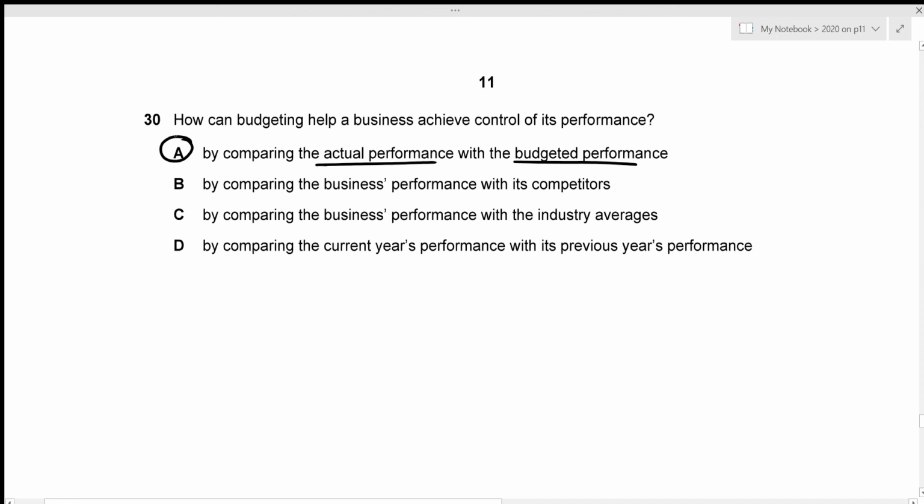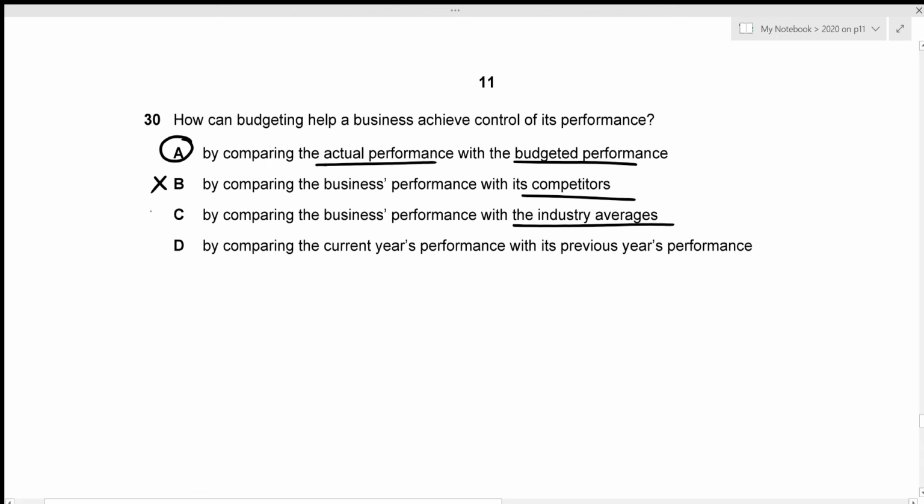Then let's have a look at the remaining options as well. For the second one, we're told that it is by comparing the business's performance with its competitors. So this does not involve budgeting at all. We're just comparing our values with that of the competitors. So this just gives an idea about where we stand among the competition, right? This is incorrect. Then the third one is by comparing the business performance with the industry averages. Again, this does not involve any sort of budgeted values, which means that this would only give us an indicator of where we stand in the industry itself.